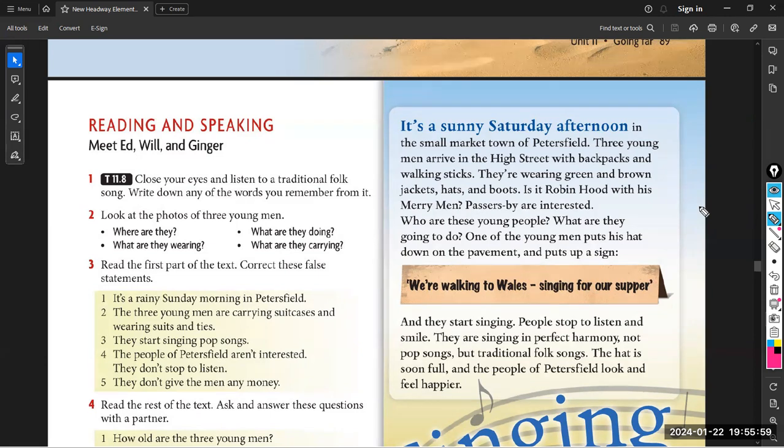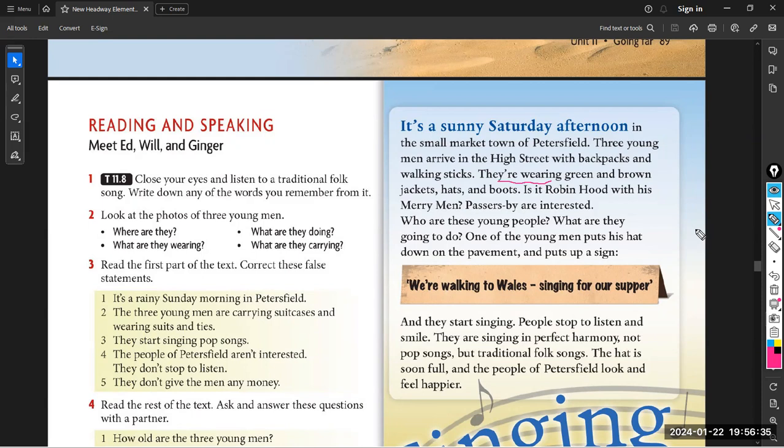It's a sunny Saturday afternoon in the small market town of Petersfield. Three young men arrive in the high street with backpacks and walking sticks. They are wearing green and brown jackets, hats, and boots. Is it Robin Hood with his merry men? Passers-by are interested. Who are these young people? What are they going to do?